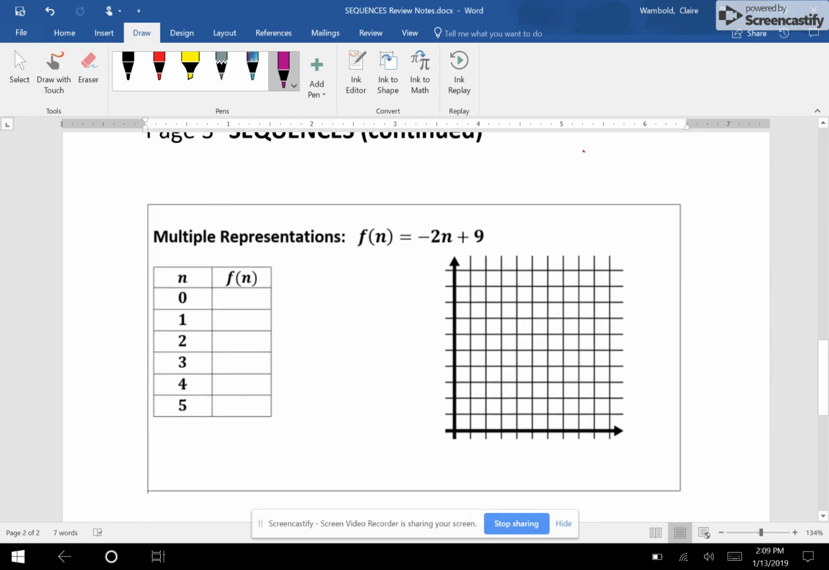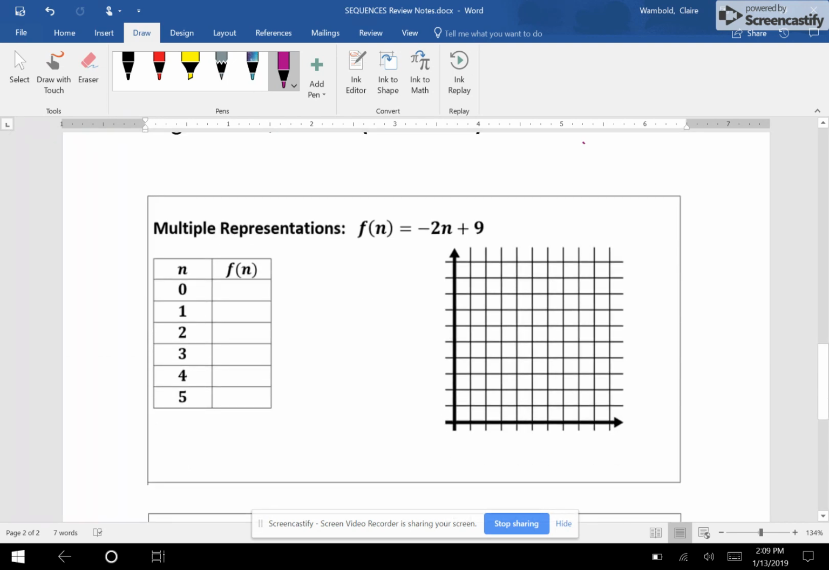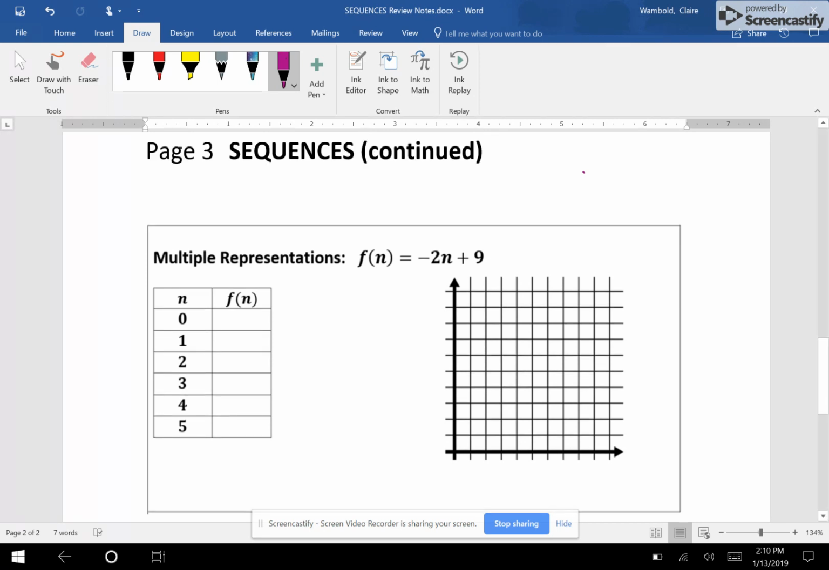So now we're on page 3. Multiple representations means that we can make a formula, a table, and a graph all represent the same sequence. So f of n equals 2n minus 1. The first thing I might ask myself is, what type of sequence is this? Well, this is arithmetic.